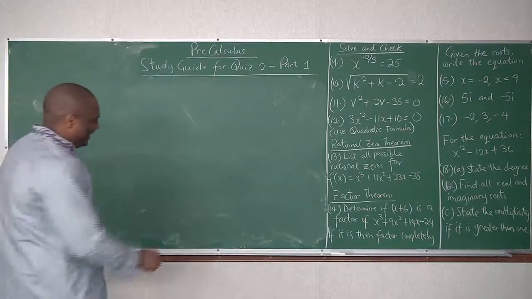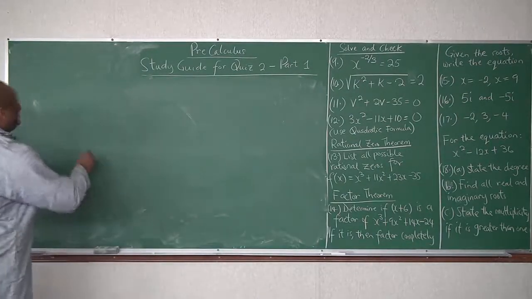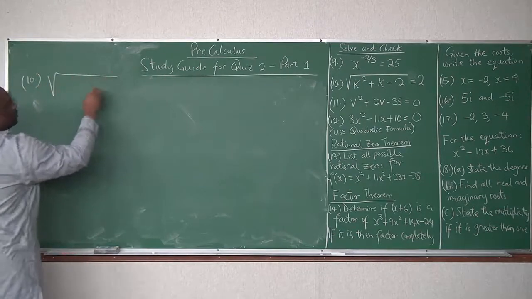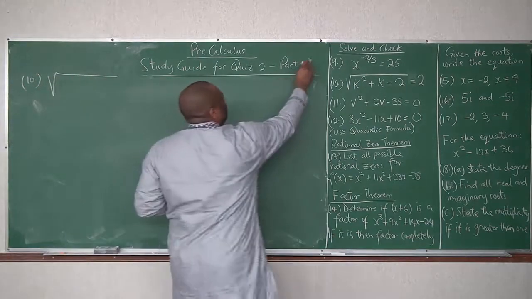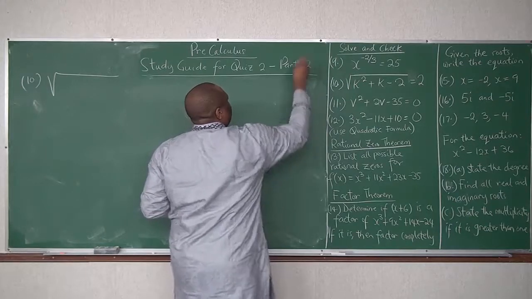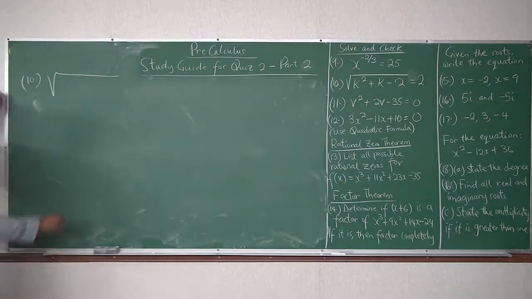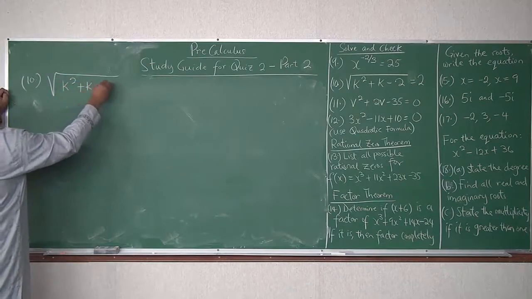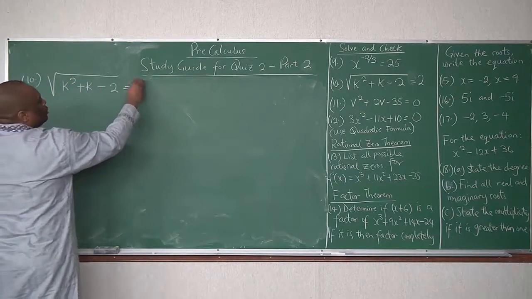Welcome back. Question 10. We have square roots, and I'll just call this part 2. Square root of k squared plus k minus 2 is equal to 2.